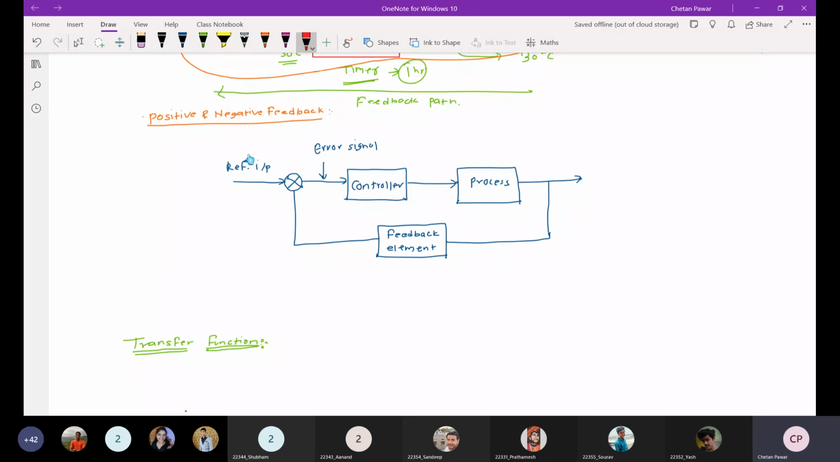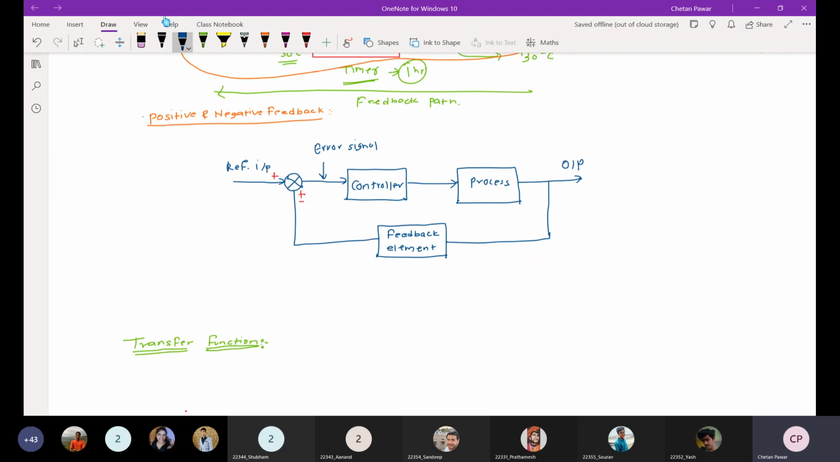Okay, so now here, as you know, this is a general closed loop system. It consists of a feedback element, and that feedback element measures the output and gives it back to the error detector. Then that error detector takes a difference or adds the signal, and that signal is called the error signal, and it will be provided to the controller, and then the controller controls the process. Okay, so this is a general feedback system.